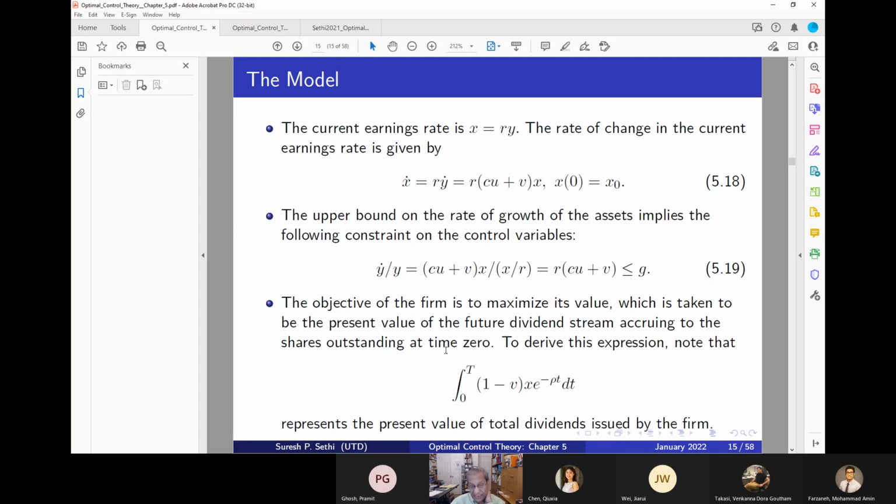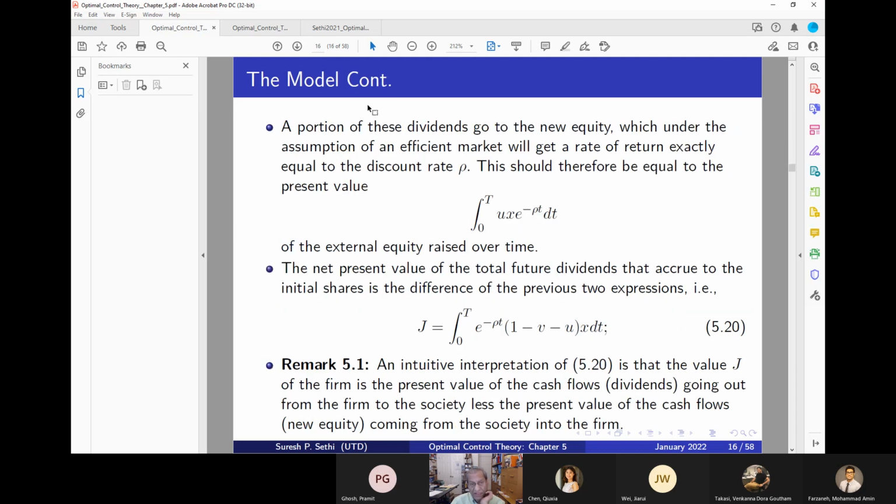We will see that there is a very interesting aspect coming on here, and let's talk about that in a minute. So first, let's go one part. A portion of this dividend goes to the new equity. And if you look at the efficient market, the new equity will exactly earn nothing but rho. So there are a lot of things going on here. There's a lot of finance going on here.